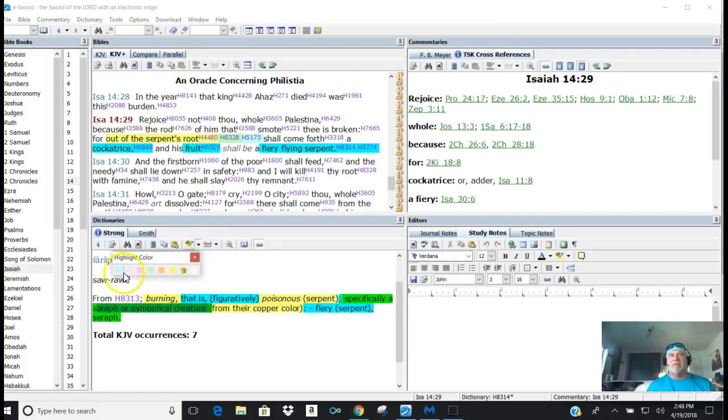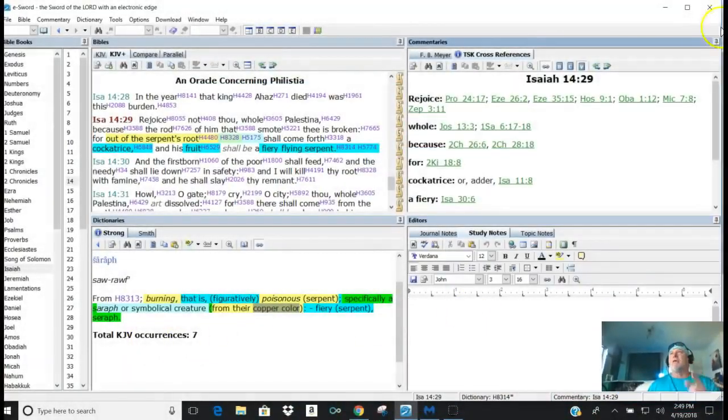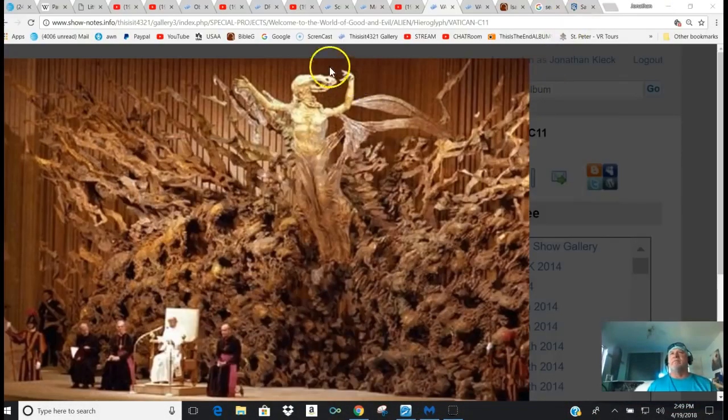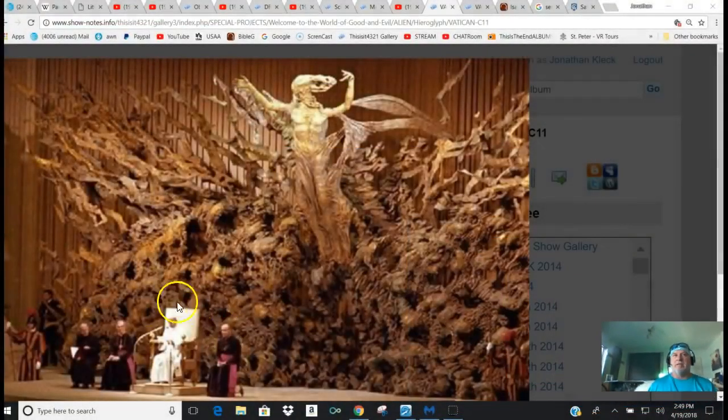I'm going to change that to blue from their copper color. I cannot stress that enough. From their copper color. Hence, therefore, a fiery flying serpent from their copper color. Do you understand? They literally modeled this thing. This thing is modeled after Isaiah 14. There it is. And here's the guy sitting in front of it with his Luciferian minions.